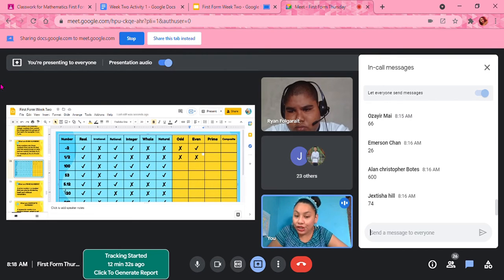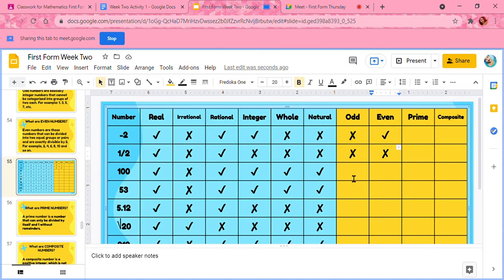A fraction cannot be odd and it cannot be even, right? So odd and even numbers can only be integers, can only be whole numbers, can only be natural numbers, right? So every time you see a fraction, it's going to be none of them. It cannot be odd and it cannot be even. Good.